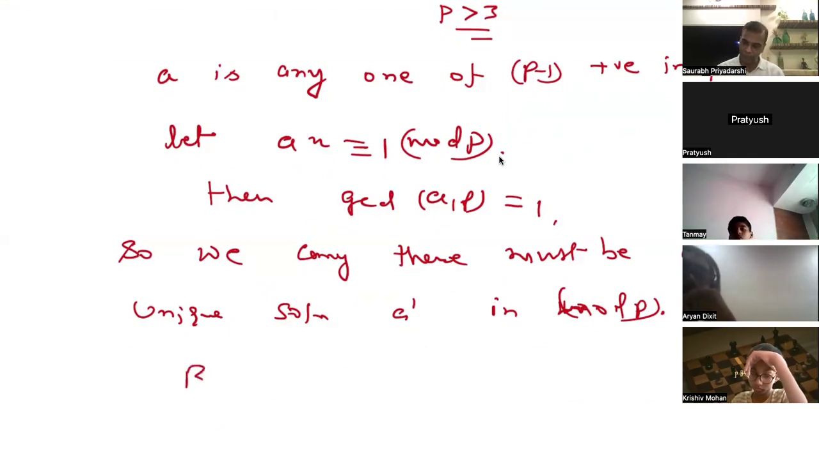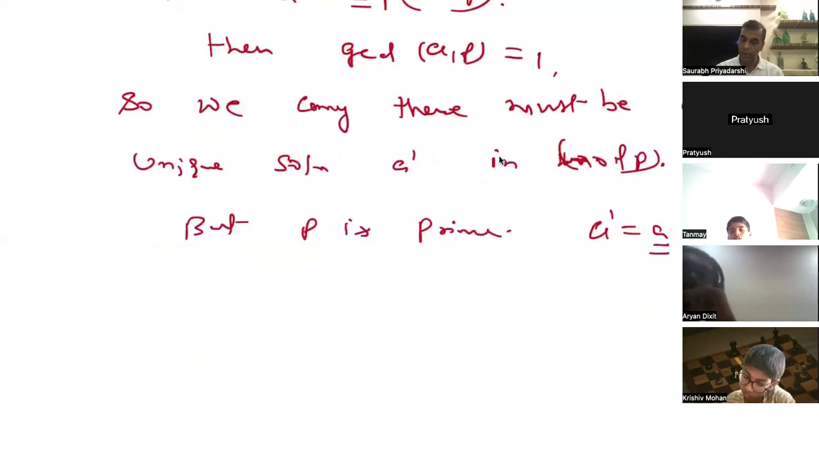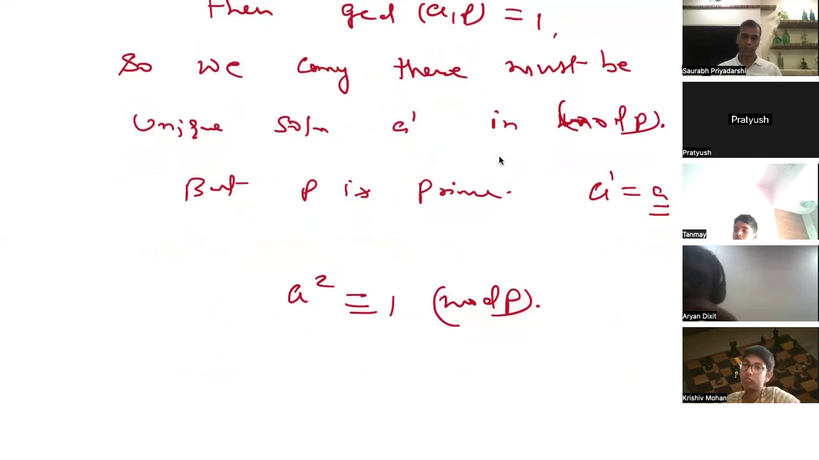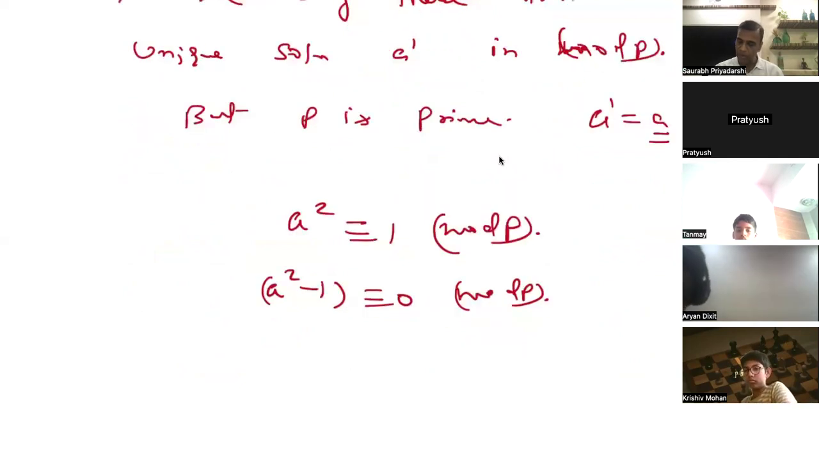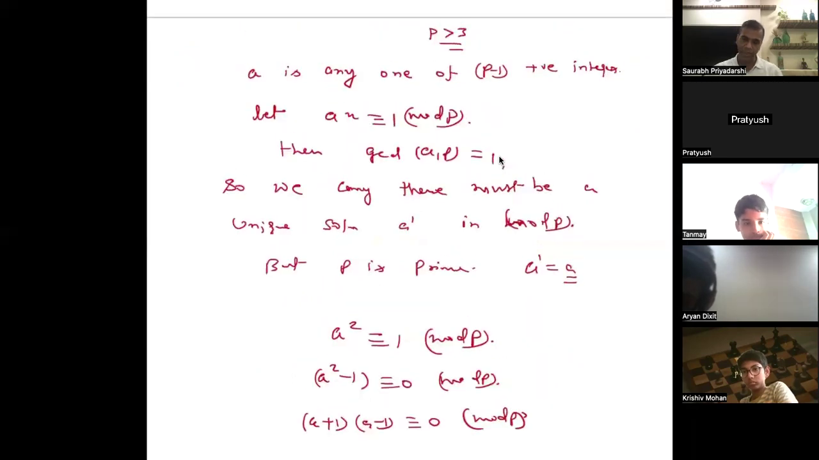But p is prime. Means a' must be equal to a. Means a² ≡ 1 mod p, or we can say a² − 1 ≡ 0 mod p. Means this will be either a + 1 or a − 1 ≡ 0 mod p. Is this okay? Up to here, take a look once.